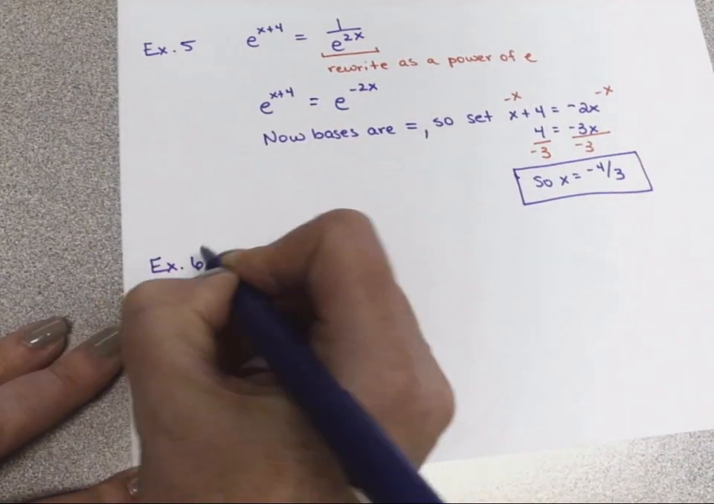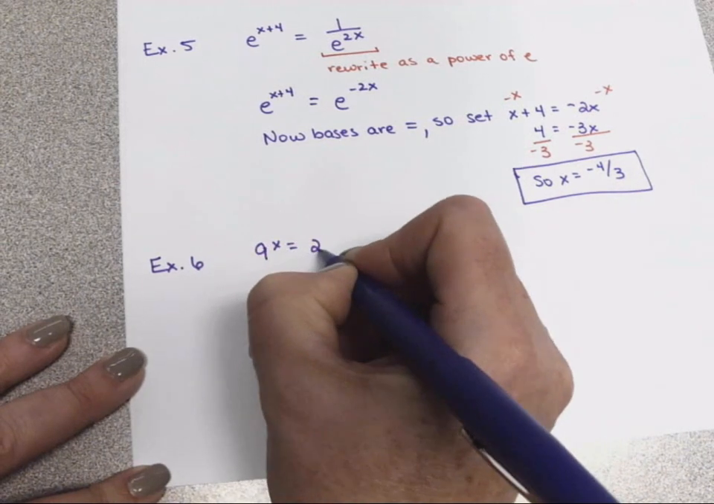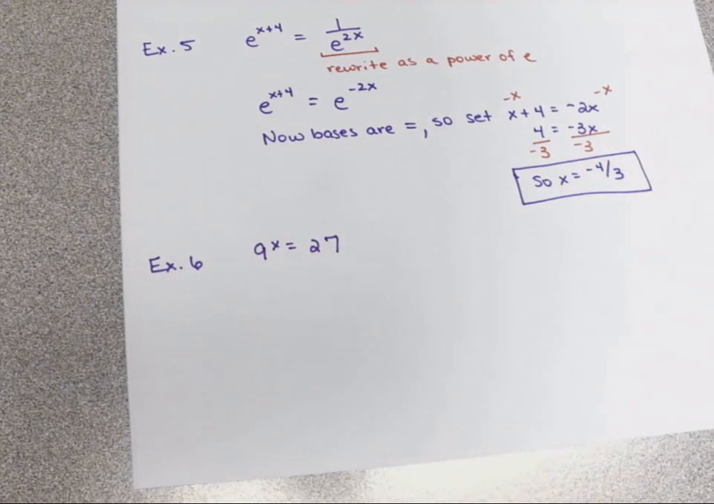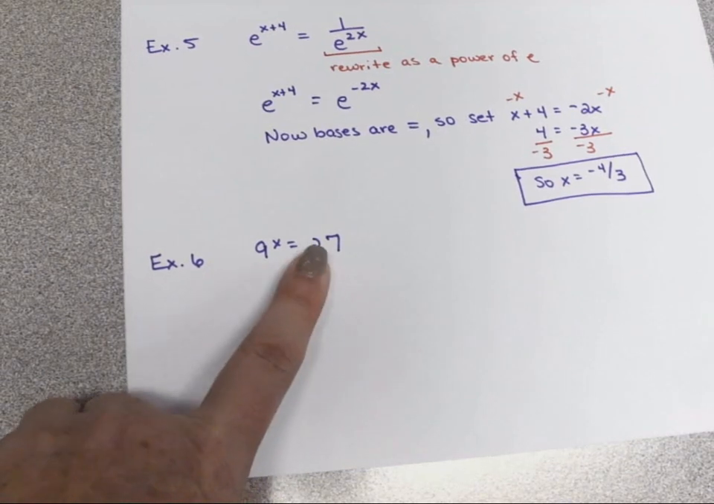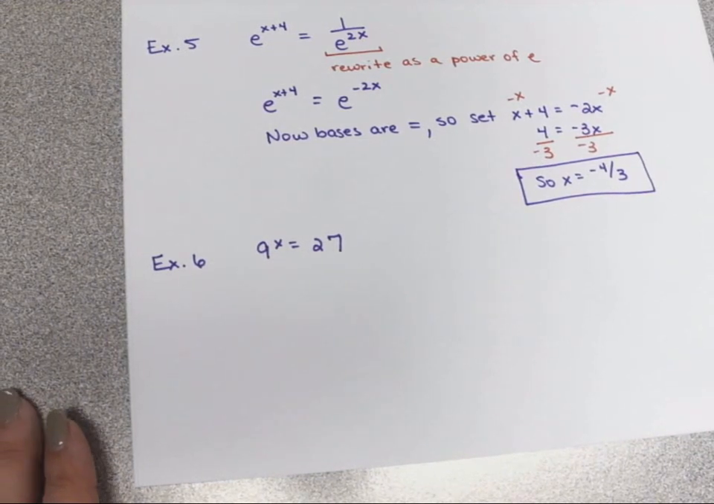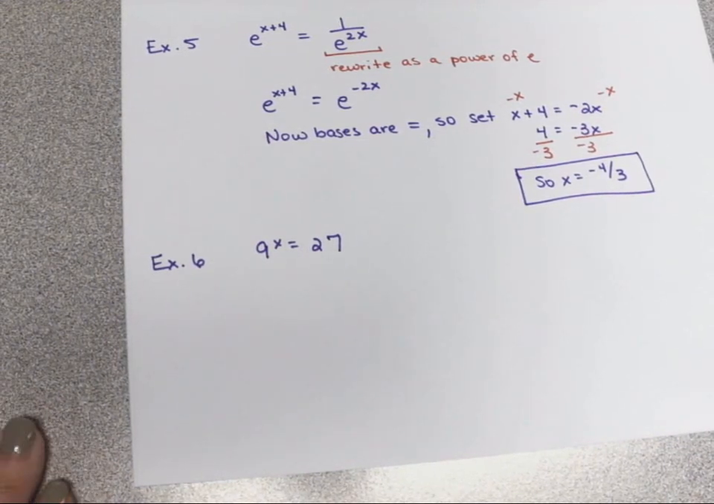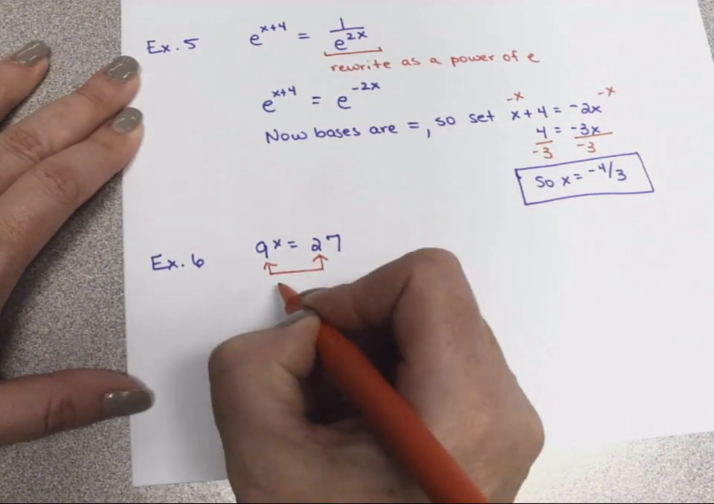All right, so what about this one? 9 to the x power equals 27. So this one's actually probably the most challenging one we've done so far. Because actually I'm not going to be able to write 27 as a power of 9. It's 9 times 3, but that's not what I'm asking you to do. I'm asking you to do exponents. Okay, so we're probably going to need to rewrite both of these.